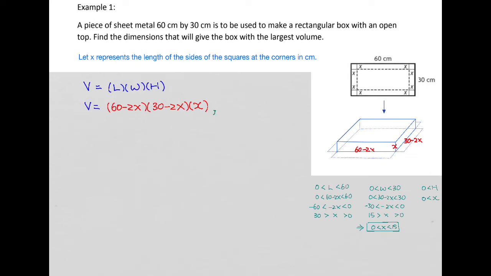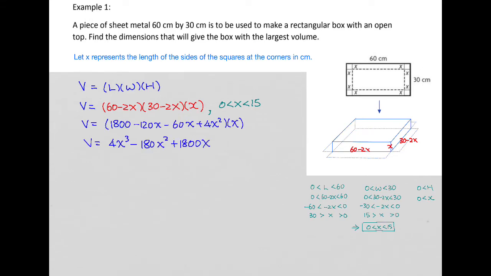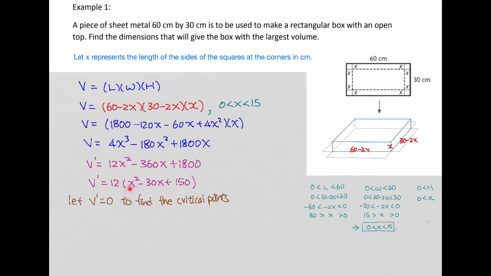After we find our domain, then we are ready to do step 5, differentiation. Since this function can be easily expanded, we're going to expand it and use the power rule to differentiate. After we have the expanded form, then we can differentiate. And remember to common factor them. Once we have our differentiation, then we can do step 6.